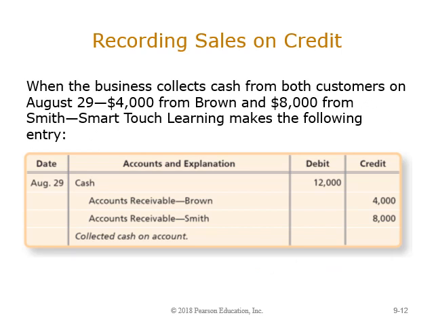So when we get cash from these customers, this is kind of the way that that would look. When the business collects cash from both customers, on August 29th, we get $4,000 from Brown and $8,000 from Smith. Smart Touch Learning will make the following entry. We're going to debit cash for $12,000, which is the total amount of money that we received, and then we'll credit each of those individual accounts for the amount of money that they gave us. So $4,000 is credited to accounts receivable Brown, and then $8,000 is credited to accounts receivable Smith. So it reduces the balance in those accounts receivable accounts for both of them respectively.